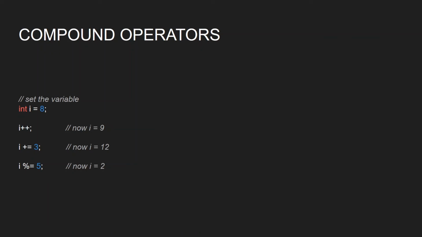And we've got i modulo equals 5. We've got i, which is now 12, and we want to take the modulo of 5. Now, thinking from before, we're going to divide by 5 twice, have a remainder, and that remainder is going to be 2. So i now equals 2. As you can see, it's a lot more succinct way to write out some of that arithmetic from before.